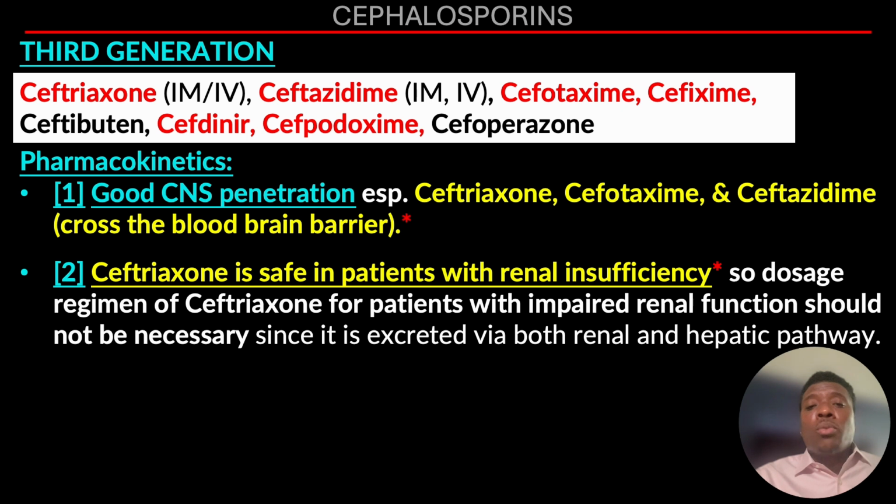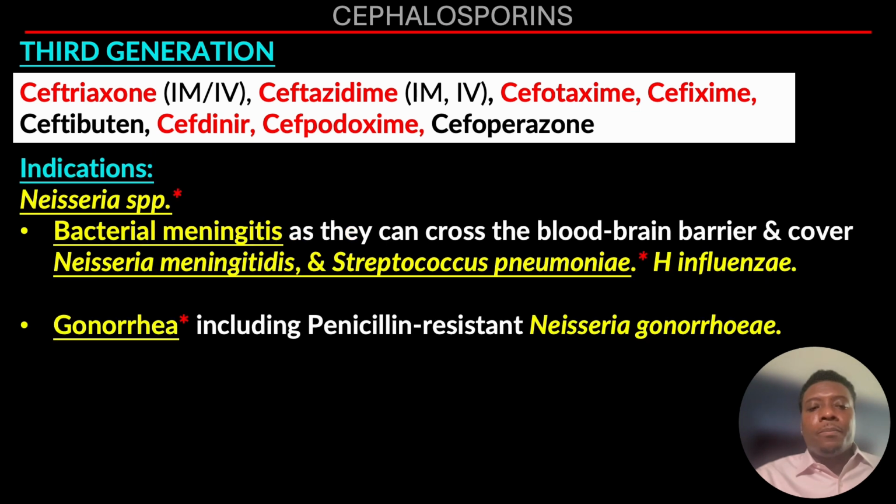Another great thing about those 3 antibiotics, ceftriaxone, cefotaxime, and ceftazidime, is that they cross the blood-brain barrier, so they have good CNS penetration for things such as bacterial meningitis. And as I said to you earlier, because ceftriaxone is predominantly cleared through the bile, it is safe in patients with renal insufficiency, and you don't have to dose them based upon the renal insufficiency.